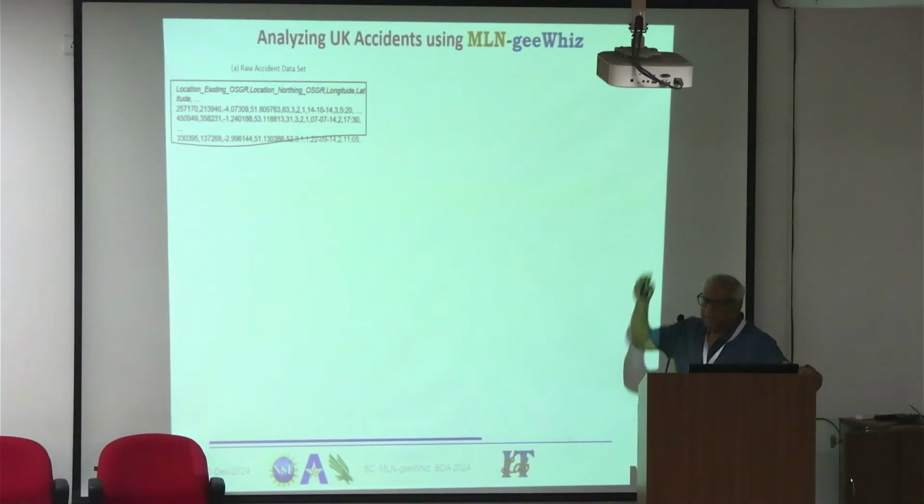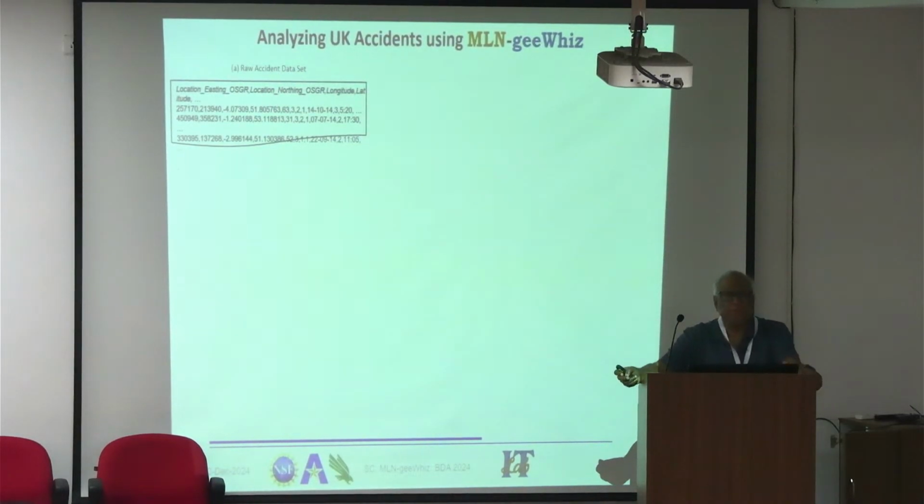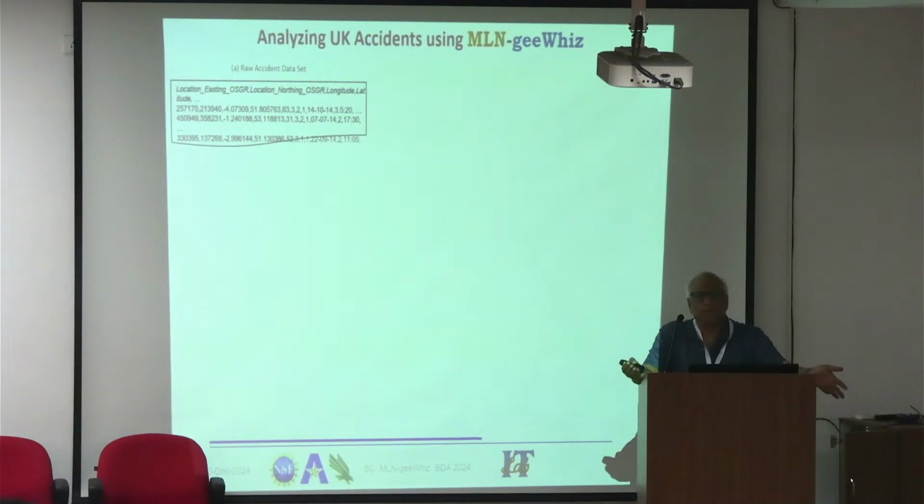This has about 28 parameters: weather condition, light condition, whether it is snowing, whether it's raining, lat long, and what kind of accident it was, whether there was a calamity, whether it was not, whether nobody died. So there are different things, and that is the raw data. From that data, you can generate whatever layers you want.